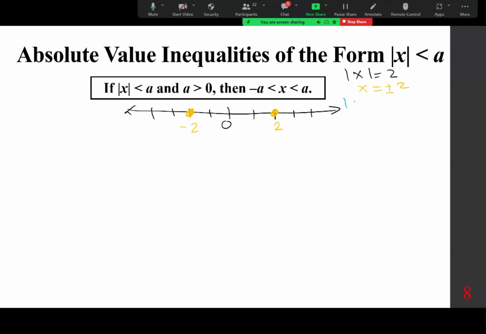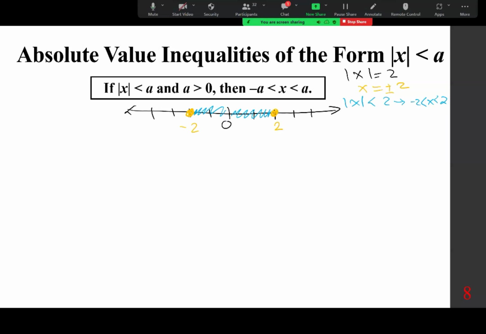If you think of absolute value of x less than 2, what does it mean? We are looking for points whose distance from 0 is less than 2. That means anywhere here. If you pick any number between 0 and 2, the distance is less than 2. If you pick any number between -2 and 0, it is the same thing. So that means x is sandwiched between the two.